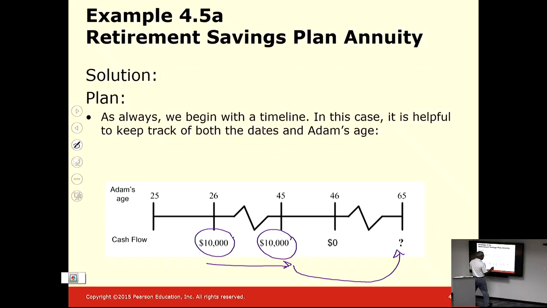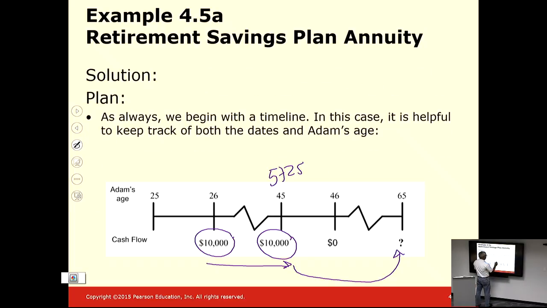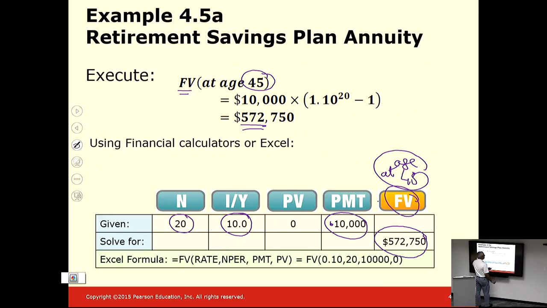So 572,750. I have 572,750 over here. I leave this in my account, but it is earning interest over that period. Over the next 20-year period, how much will that grow to? So now this 572,750 becomes my present value, and I'm trying to calculate what my future value would be 20 years from this point forward.